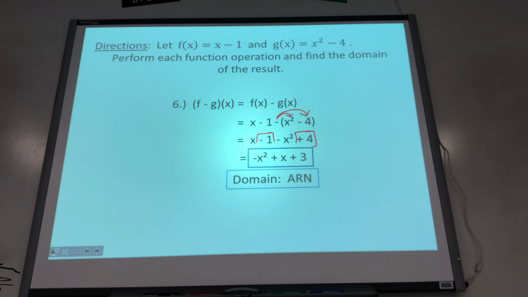Okay, any questions on number 6? Good chance there'll be a subtraction on the test, so keep that in mind.